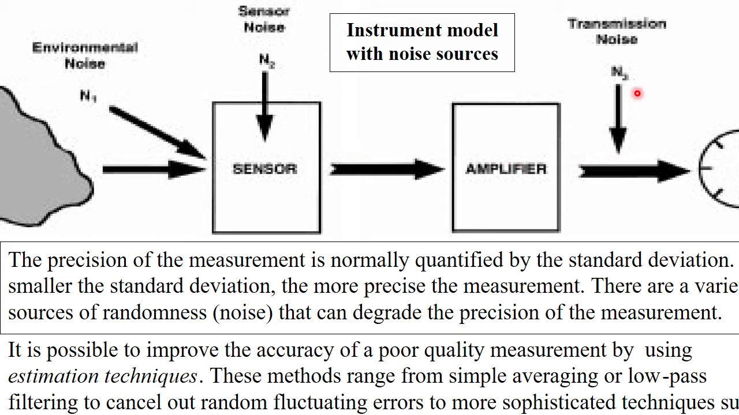Then in the transmission system there is a possibility of noise. Not in the sensor part, but during the transmission there is a possibility of some noise. This is some environmental noise. For a sensitive instrument which requires isolation from the environment, the vibrations of the environment can affect your measurement. So that sort of thing is there.